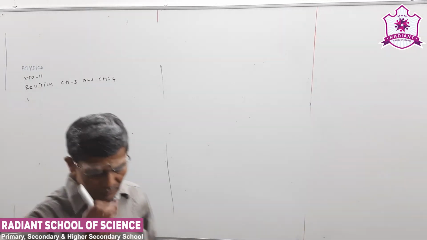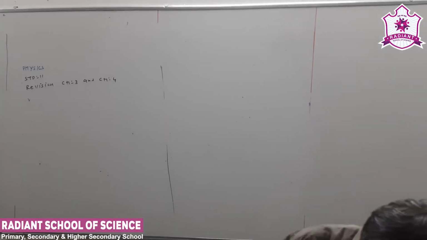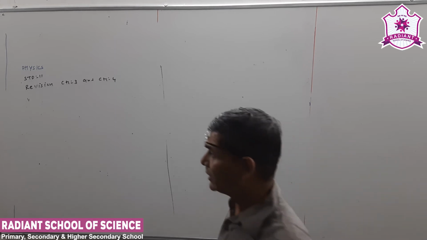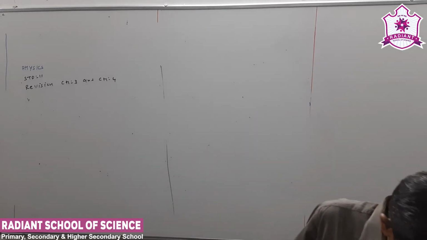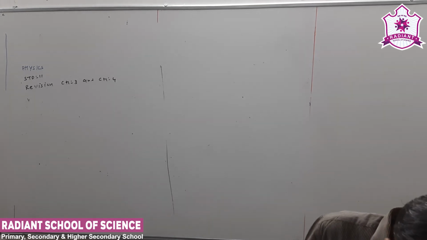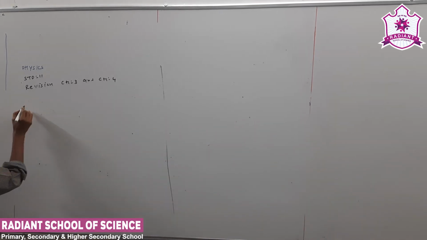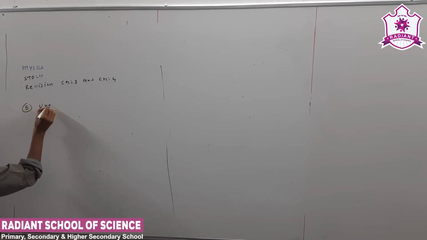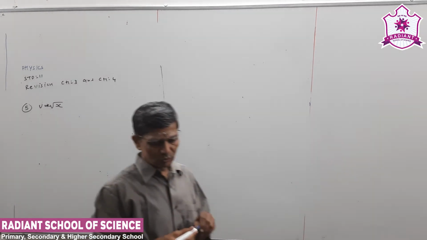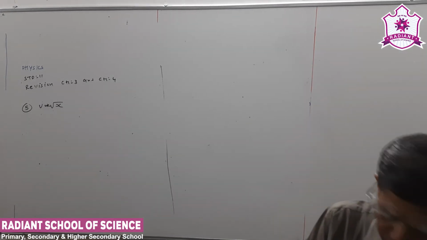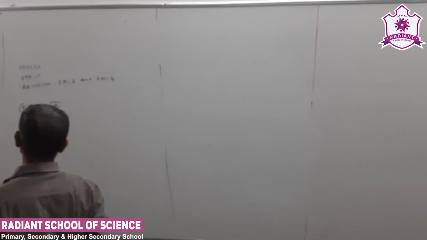Now see our next question. Here, velocity is given as proportional to root x. Calculate the displacement, how it varies, on which path.